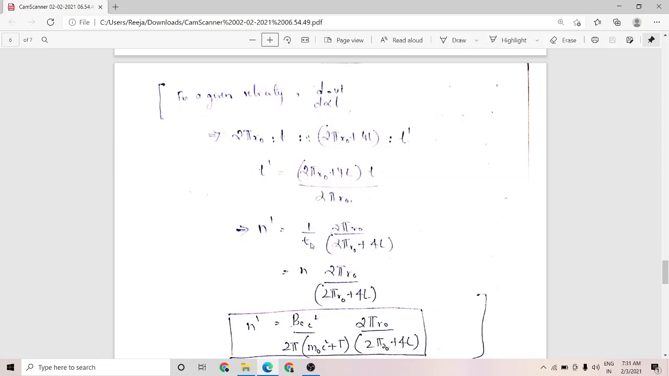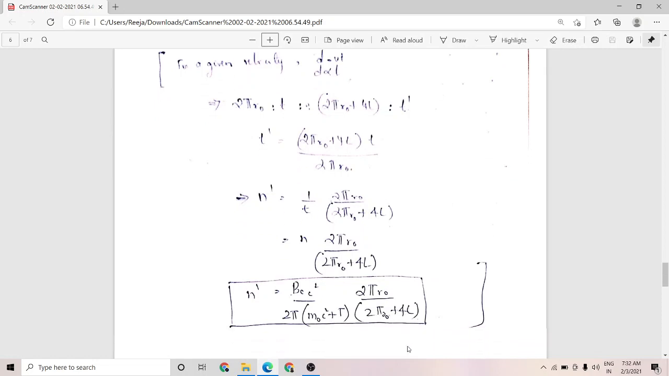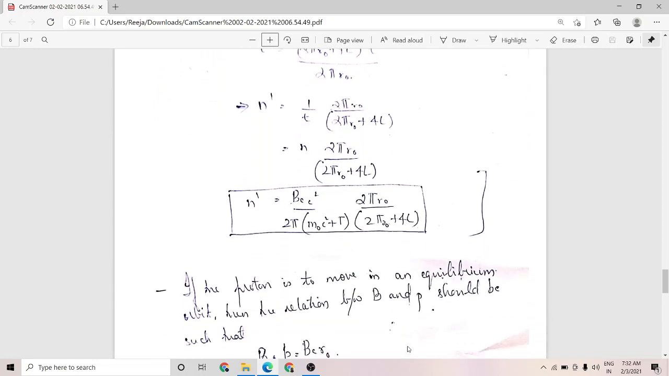But what is 1 by t? 1 by t is the frequency n for only the circular path. n represents the frequency when the path followed is only circular, and that is given by BEC square by 2 pi, m0 c square plus t. So n dash is equal to that frequency along the circular path into 2 pi r0 by 2 pi r0 plus 4L. So this is the frequency of revolution of an ion in a proton synchrotron.